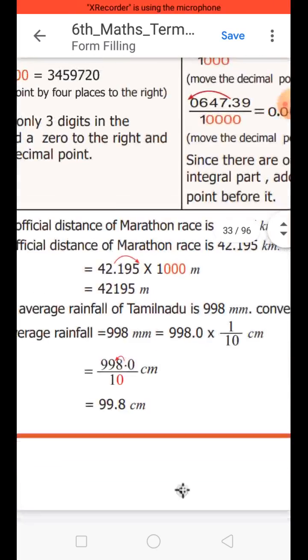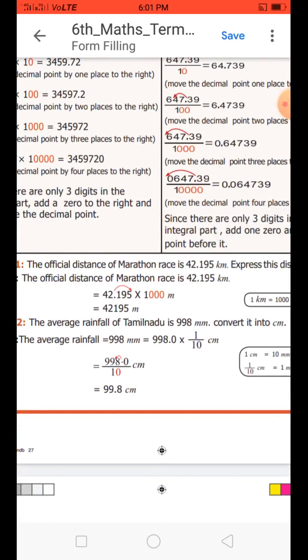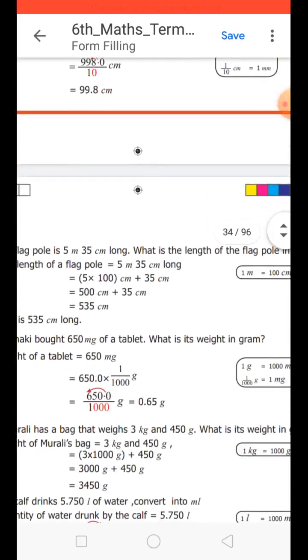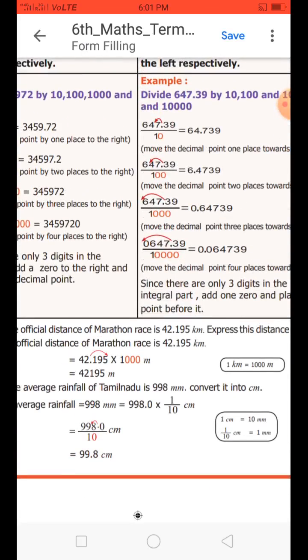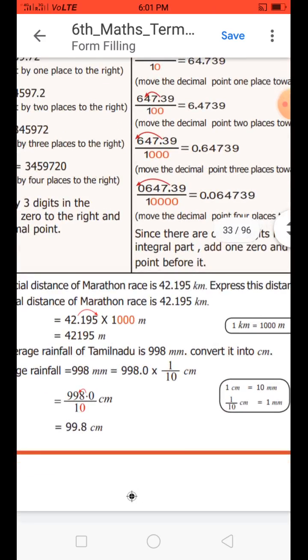So, example for division: the average rainfall of Tamil Nadu is 998 millimeter. Convert into centimeter. How to convert kilometer into meter? Multiply by 1000. Kilometer is highest, meter is lowest. If you convert highest to lowest you need to multiply. If you want lowest to highest you need to divide. Here millimeter is the smallest one, but centimeter is bigger than millimeter, so you need to divide.